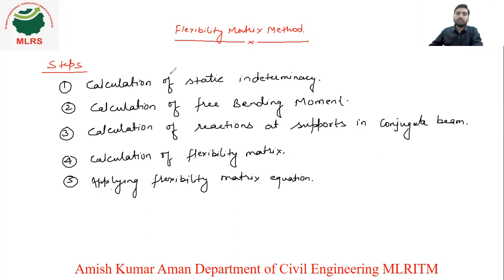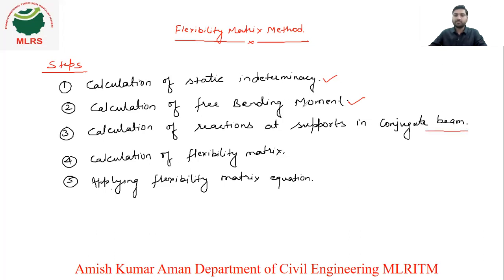So these are the steps you can see here. Step number one, we need to calculate the static indeterminacy. If we compare with the stiffness matrix method, there we calculate the kinematic indeterminacy, that is the degree of freedom, right? But here we are calculating static indeterminacy. Next is calculation of free bending moment. The second step will be calculation of free bending moment. The third step will be calculation of reactions at the support in the conjugate beam.